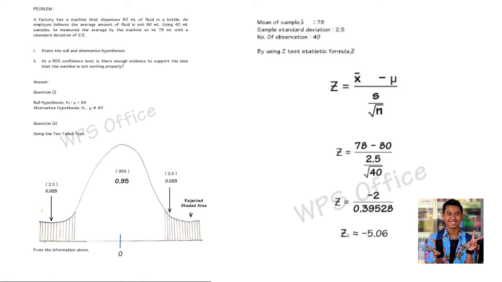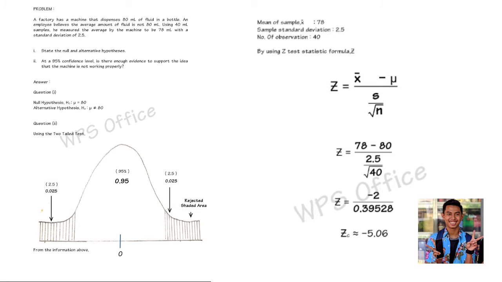So in this case, the employee believes that the mean is not 80 ml, so the alternative hypothesis is not equal to 80. It can be left side or right side, it can be positive or negative, so we conduct a two-tailed test. A two-tailed test is a method in which the critical area of a distribution is two-sided and tests whether a sample is greater than or less than a certain range of values.